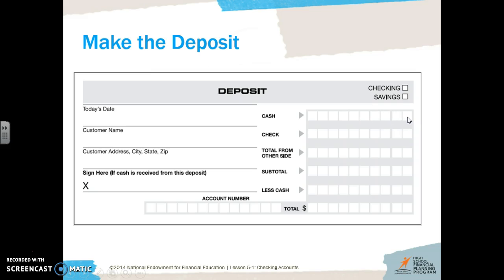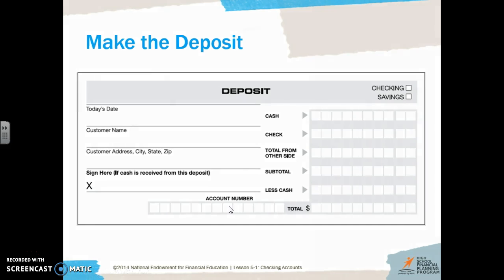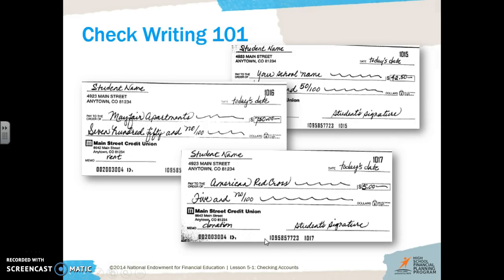That means $100. If you have checks that you're adding, then you can total up another check. Oftentimes deposit slips are two sides, so if there's something written on the other side, you would total that, and you would use a subtotal. Another thing that you would use is your account number.